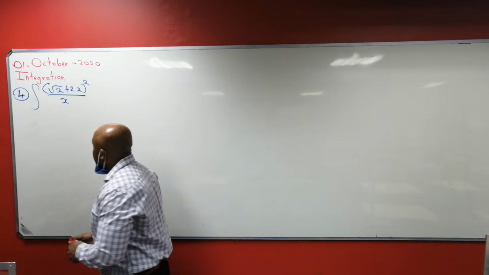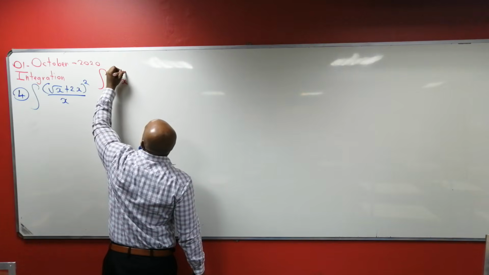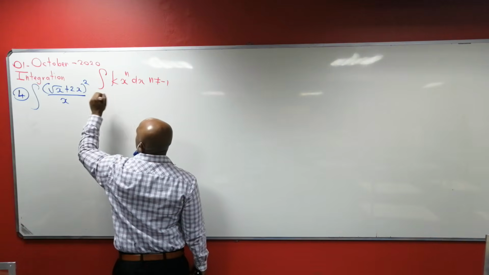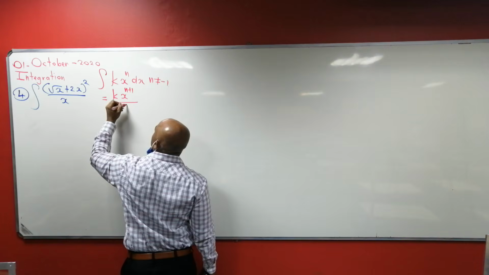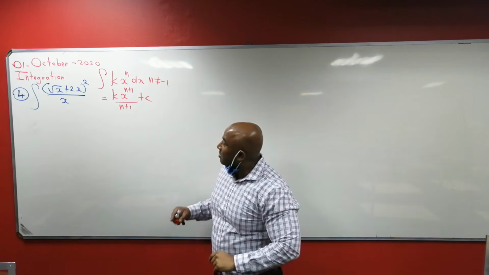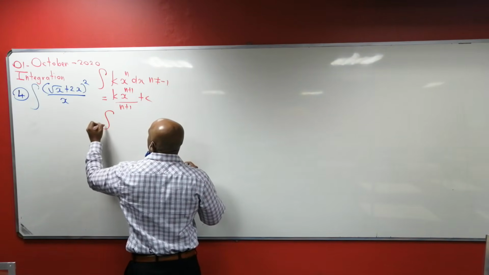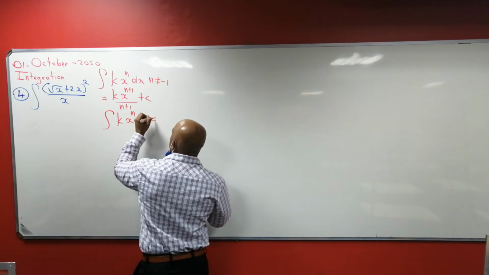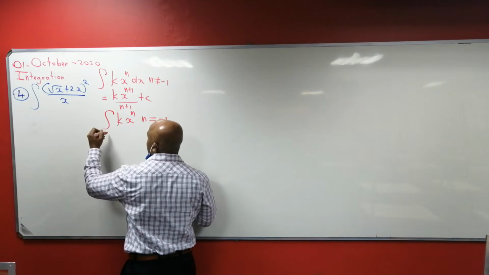Okay, in your integration table, you must have kx to the power n, where n is not equal to -1, and if you have this, then it will be kx to the power n plus 1 all over n plus 1 plus c. That's the only one we're going to be using most of the time. And when you have kx to the power n and your n is equal to -1, what do you do in a situation like this?